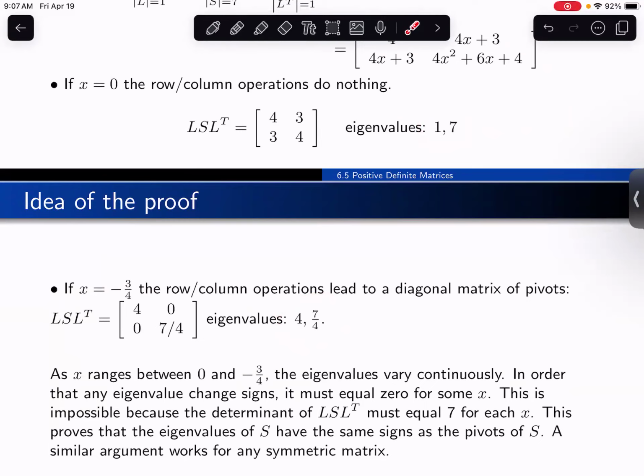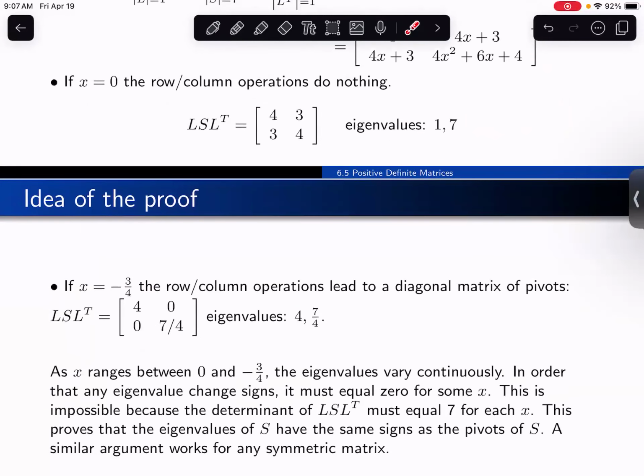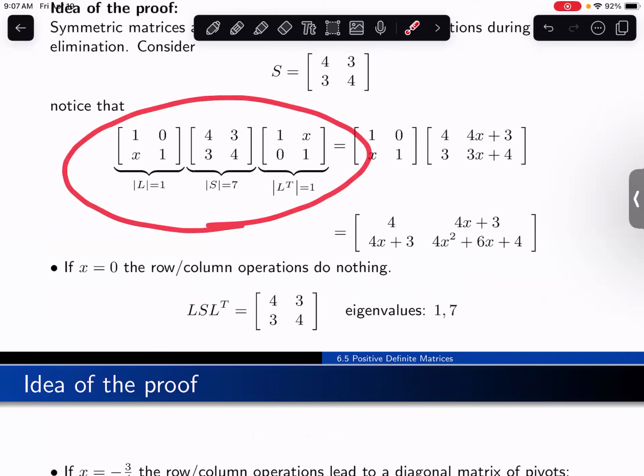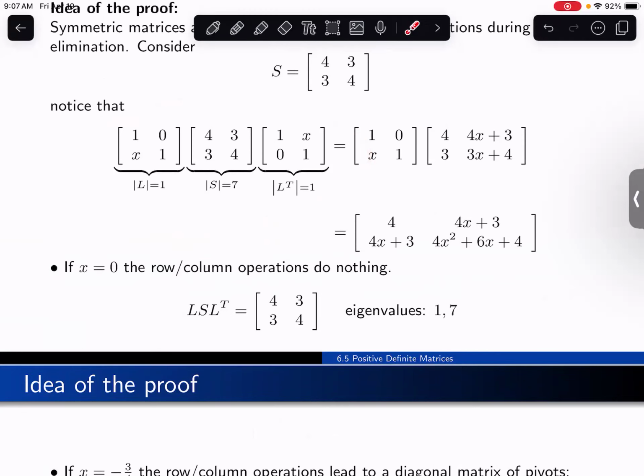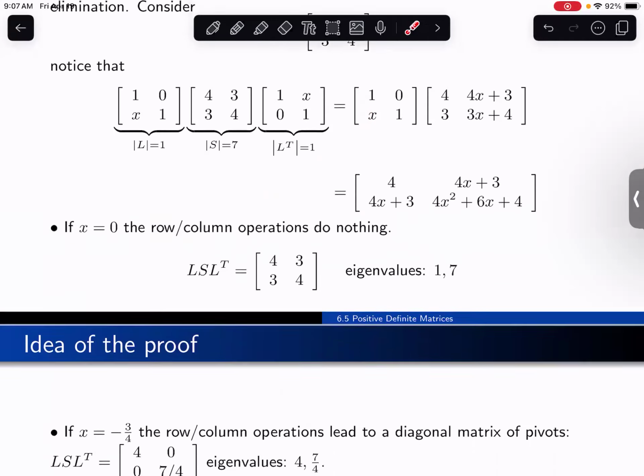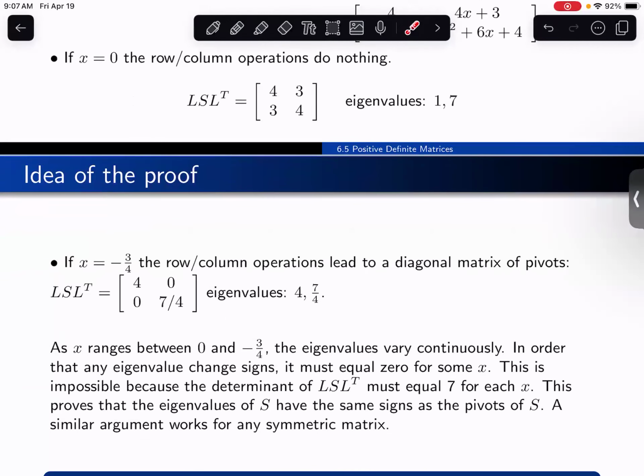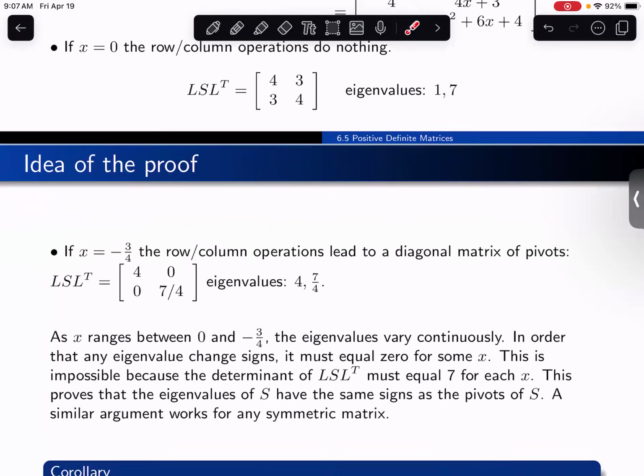And so if there were an x value where we ended up having a negative eigenvalue, what this would mean is that at some point, the determinant of this product would have to be less than 0, right? Or it would have to be equal. Well, there would have to be a point where it's equal to 0, and then a point where it has to be less than 0, right?